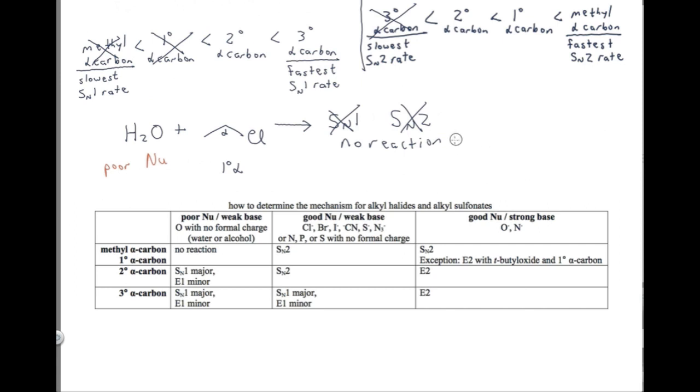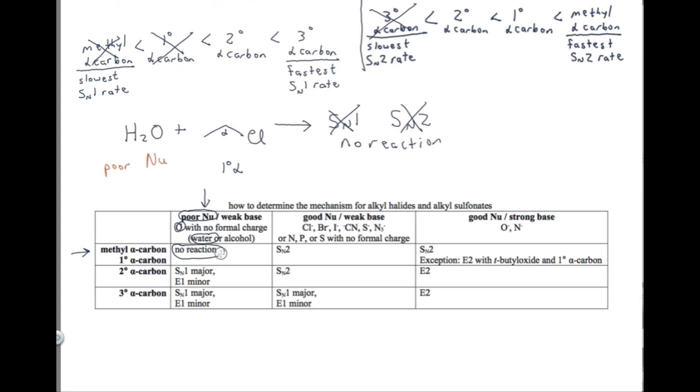Confirmed in our table, isn't it? We have a primary alpha carbon here, which puts us in the first row. Our nucleophile is water in the poor nucleophile column. So if we're in the left-hand column in the top row, the table predicts no reaction. But now, hopefully you can understand why there is no reaction.